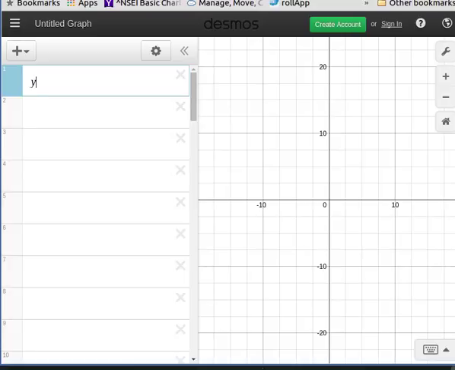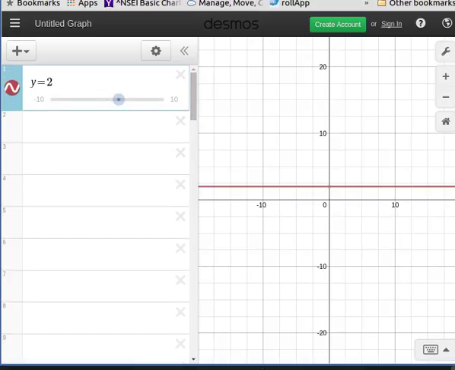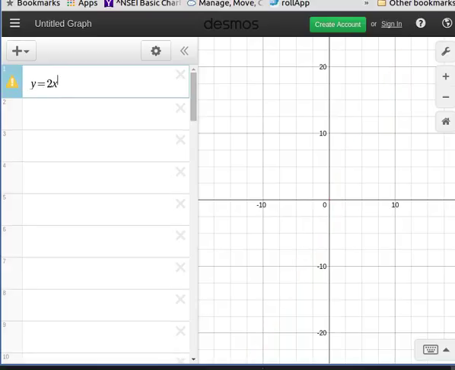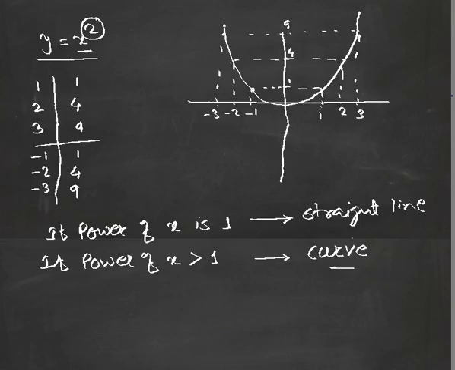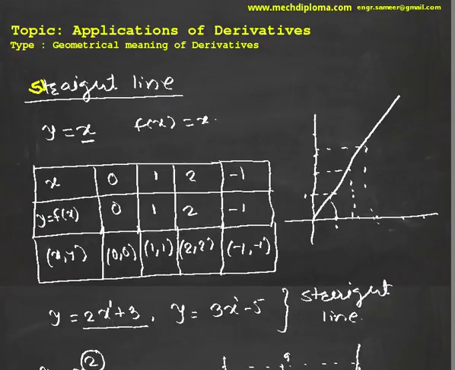Similarly, y is equal to 2x square minus 7. See, it is shifted down to minus 7. It is 0, minus 7. 2x square minus 7. This is the curve. So the point is very clear, that if the power of x is 1, it gives rise to a straight line. If the power of x is greater than 1, it gives rise to a curve. This is the first step in knowing the geometrical meaning of derivative.